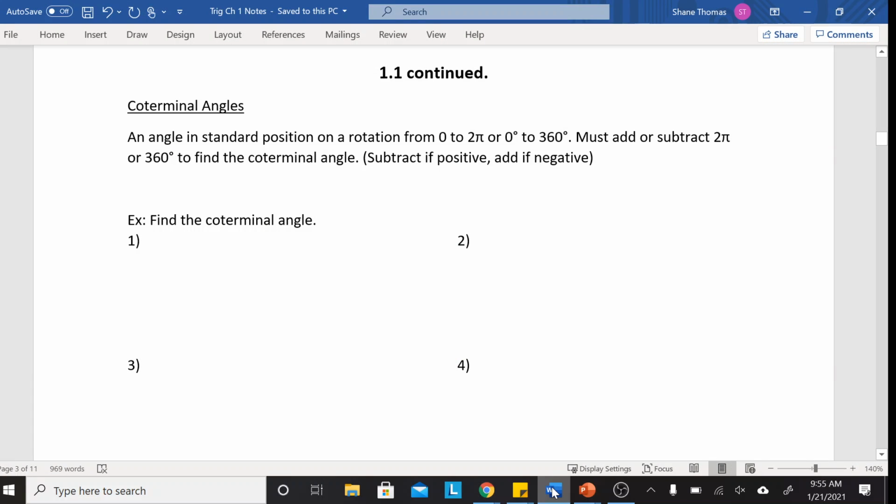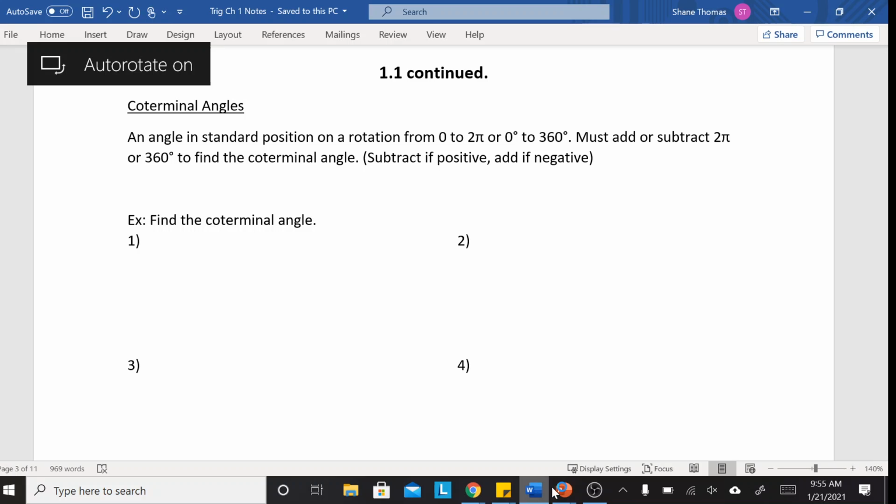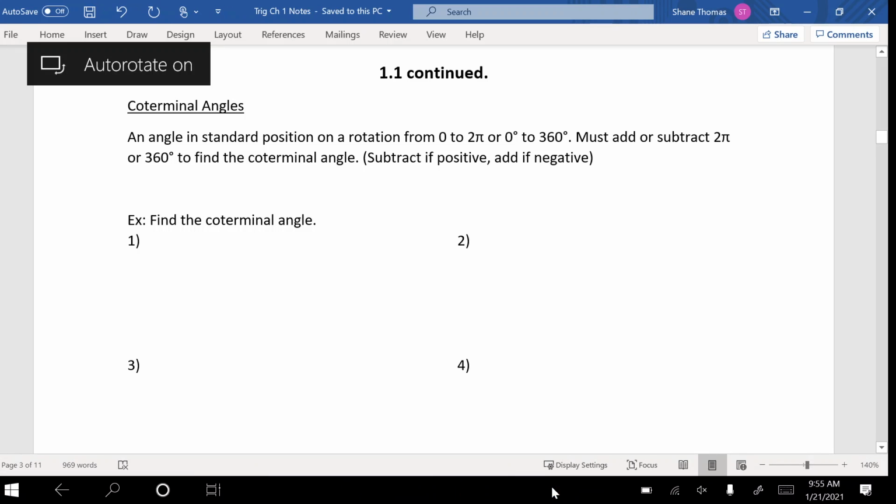So, finishing 1-1. The first thing we start with is coterminal angles. It's an angle in standard position on a rotation from 0 to 2 pi, or 0 to 360 degrees. And you must add or subtract 360 or 2 pi to find the coterminal angle. Basically, we know on our graph that we have 360 degrees for one rotation, correct?